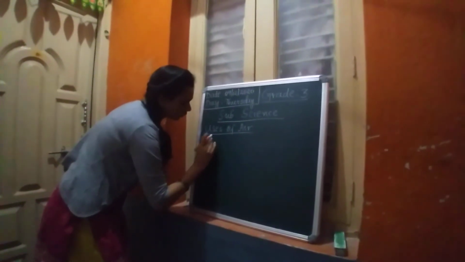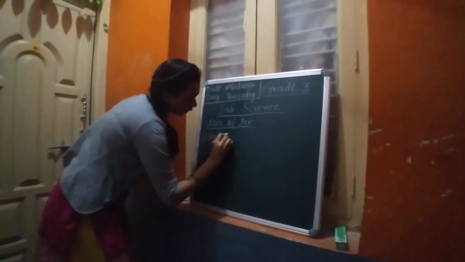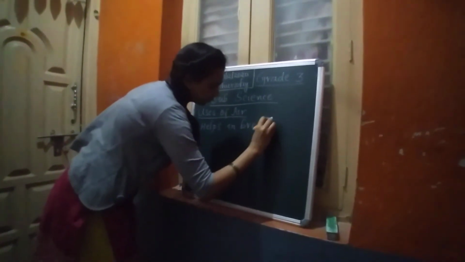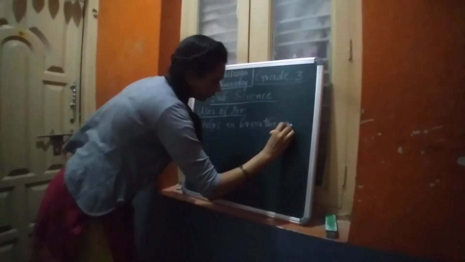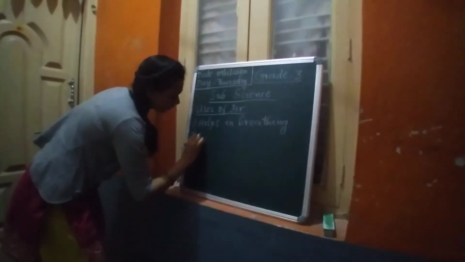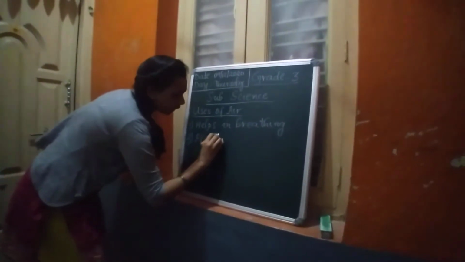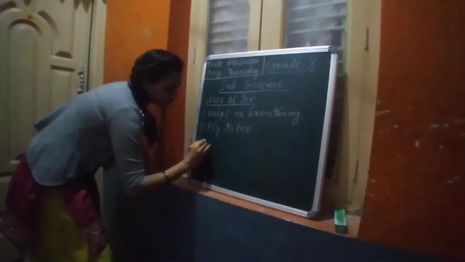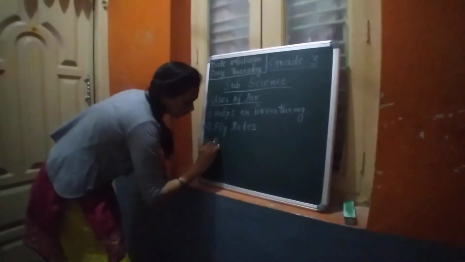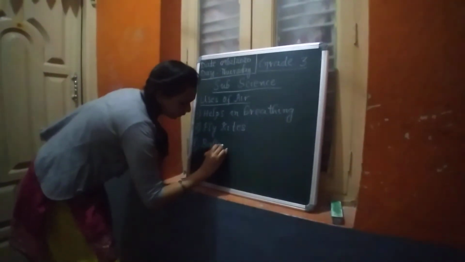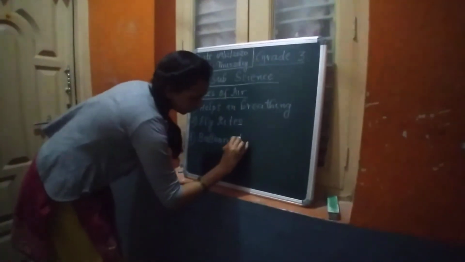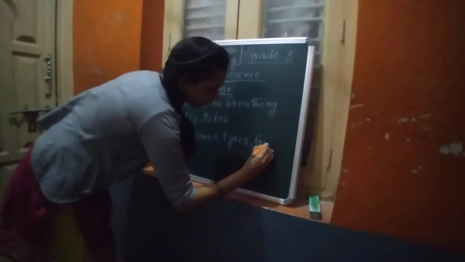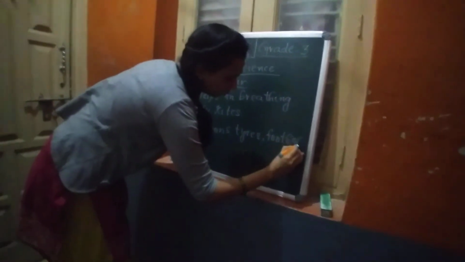Air helps in breathing. Okay. Then air is used to fly kites. Air is used for filling balloons, tires, and footballs. Many balls, footballs, volleyballs we play, no?